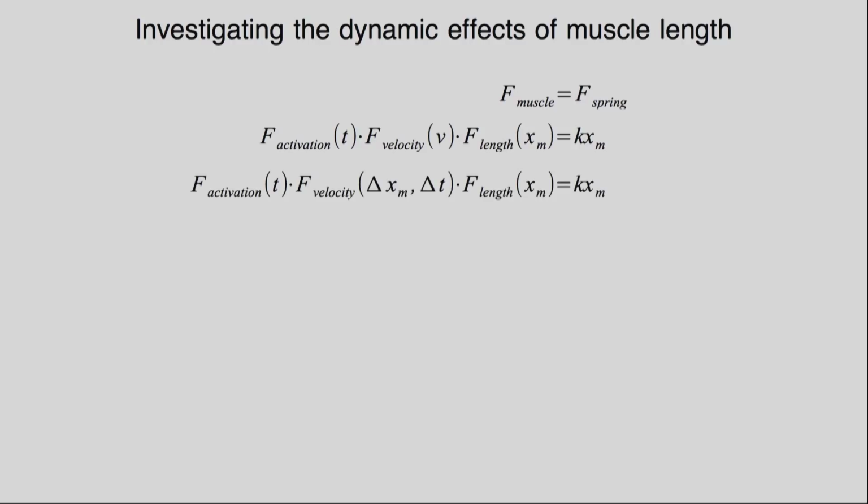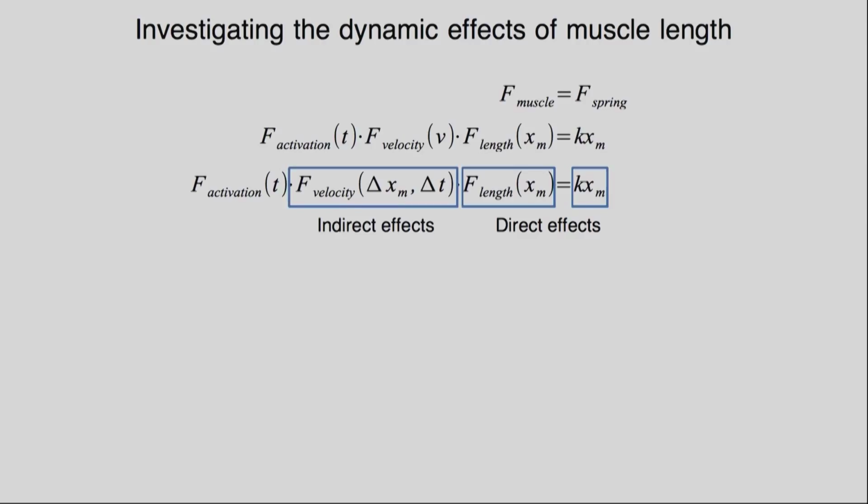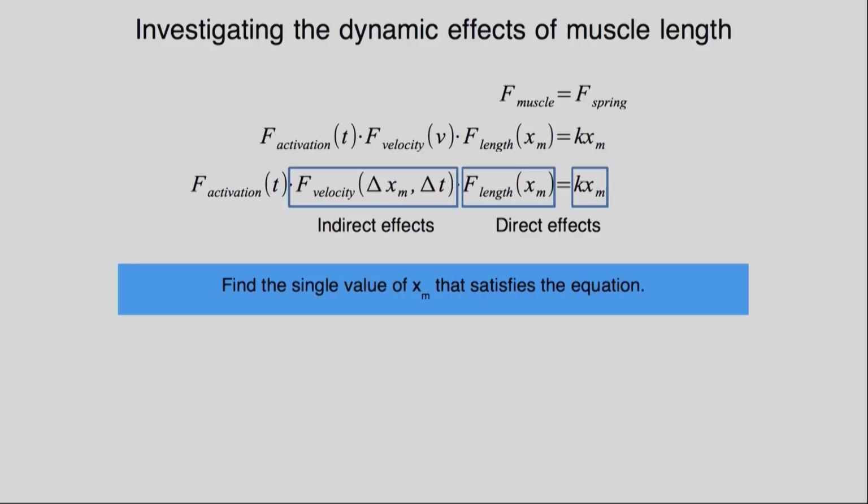And so the dynamic model is very similar. We set the forces equal, but now we can't ignore the velocity component or the activation component. And if we break up velocity into change in x over change in t, we see that this becomes complicated for us to solve because x of m has direct effects on force as well as indirect effects through velocity. And so what we had to do for every time step was find the value of x of m that satisfies this equation.